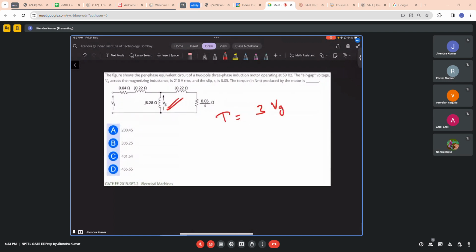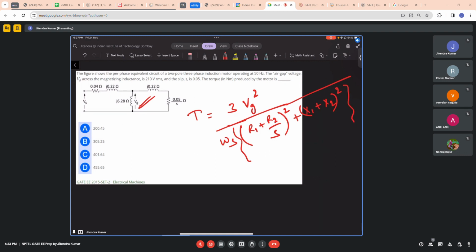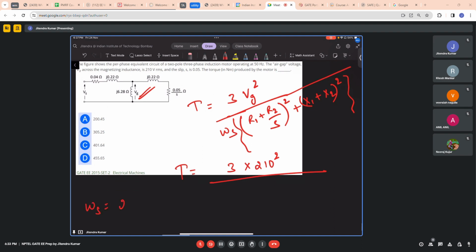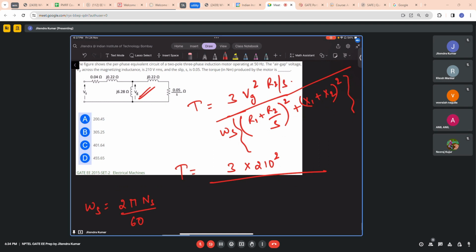So the torque produced will be 3 VG square divided by omega S, times R1 plus R2 by S squared plus X1 plus X2 squared. We just plug in those values, and this VG is the phase voltage. It is RMS, so you can straight away take the value of 210 here. So let me plug in 3 into 210 square, omega S will be nothing but 2 pi. Sir, in the numerator, R2 by S, I forgot, sorry, thanks a lot. Into R2 by S, so R2 is 0.05 divided by S, which is also 0.05, so it will be 1.